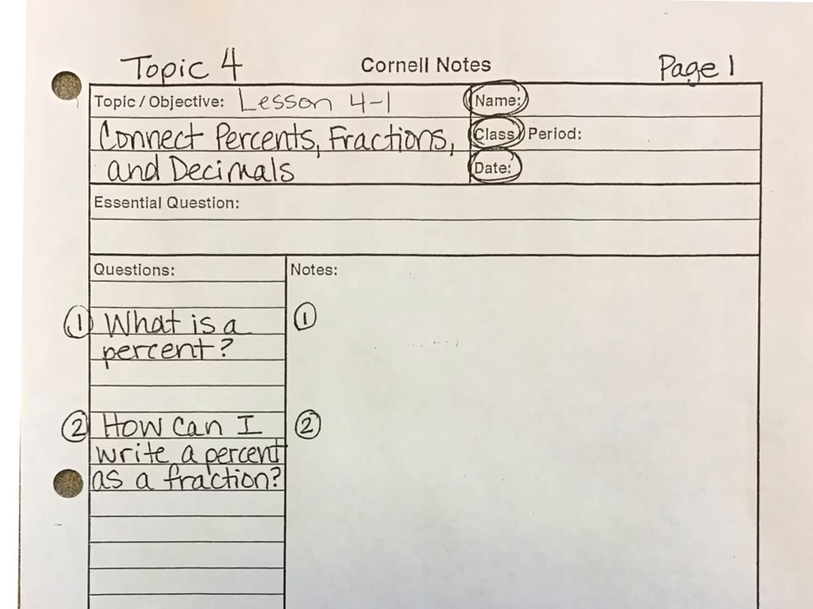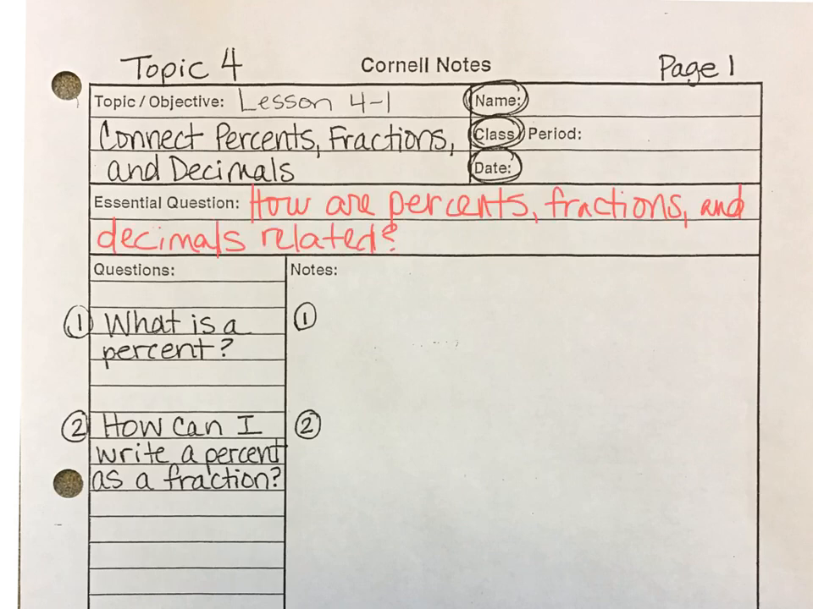Lesson 4-1, Connect Percents, Fractions, and Decimals. How are percents, fractions, and decimals related? That's what we're going to explore in this set of notes. Question 1. What is a percent?